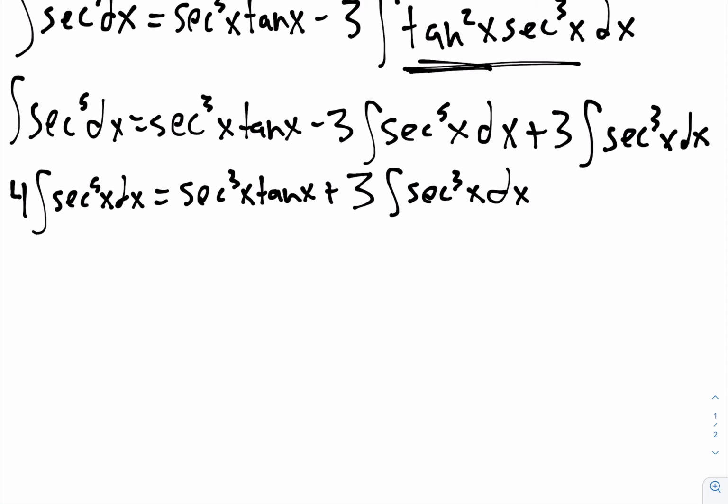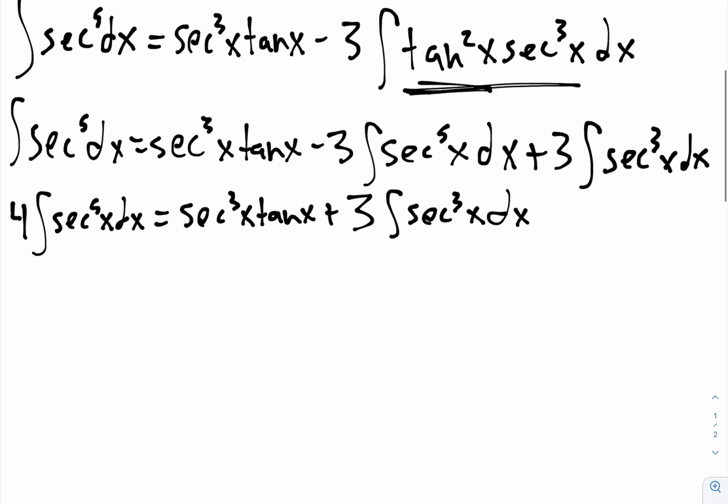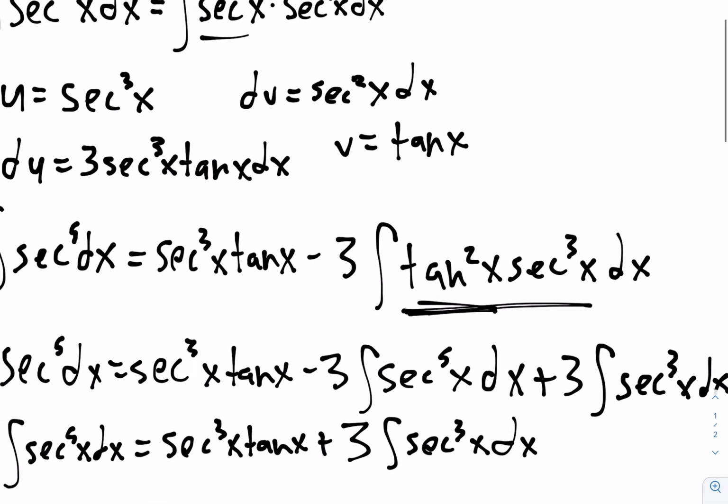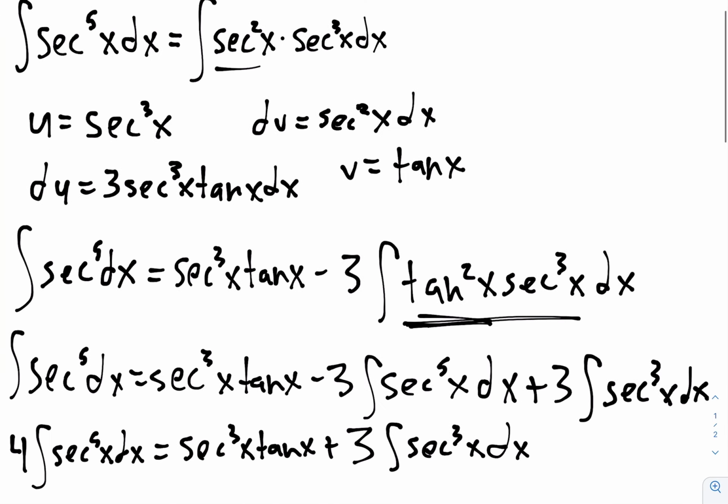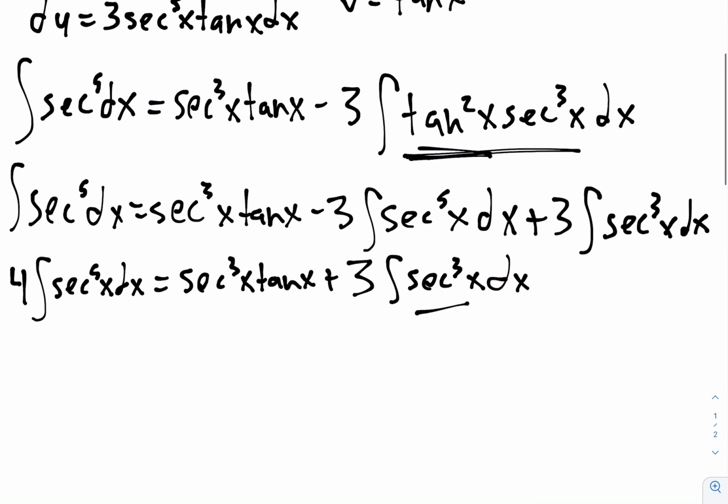So it is a bit messy, but we're making some progress, right? We moved these 3 over to the left side, so now there's 4 times the integral of secant to the 5th x dx. And in our integration by parts, we always want to make sure that the powers are going down. So we started with secant to the 5th. Now we're at secant to the 3rd, so we are making progress. The power is progressively going down. So that is a good thing.